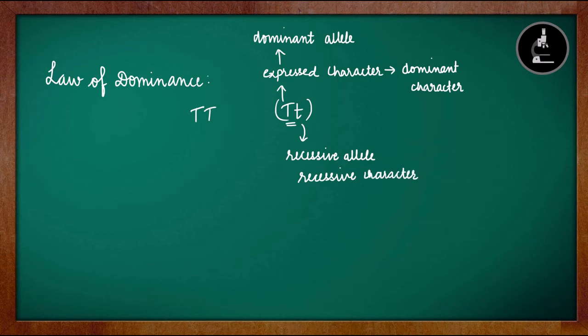Law of dominance states that in a heterozygous condition, the allele whose character is expressed over the other allele is called a dominant allele, and this character is called the dominant character, whereas the other allele whose character is not expressed in the presence of the dominant allele is called the recessive allele, and this character is called the recessive character, and always the dominant character will be expressed phenotypically. So this is the law of dominance. Moving on to the next one, that is law of segregation.